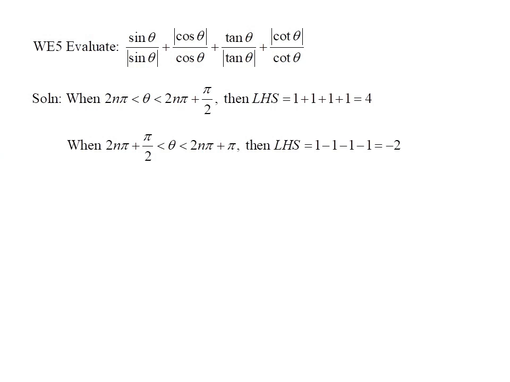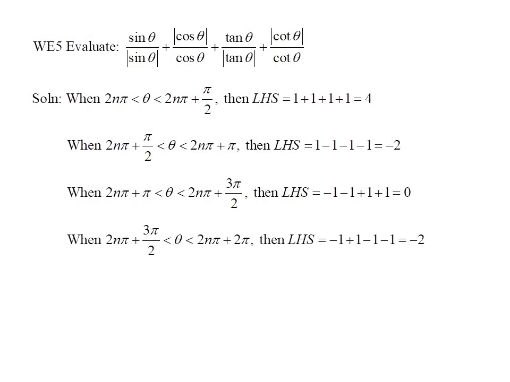When theta is in the second quadrant, the expression equals -2. When theta is in the third quadrant, the expression equals 0. When theta is in the fourth quadrant, the expression equals -2. So the possible outcomes of the trigonometry expression are -2, 0, and 4.